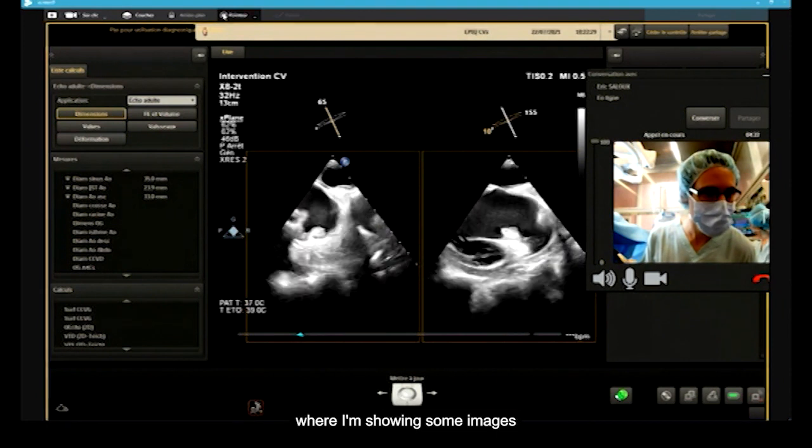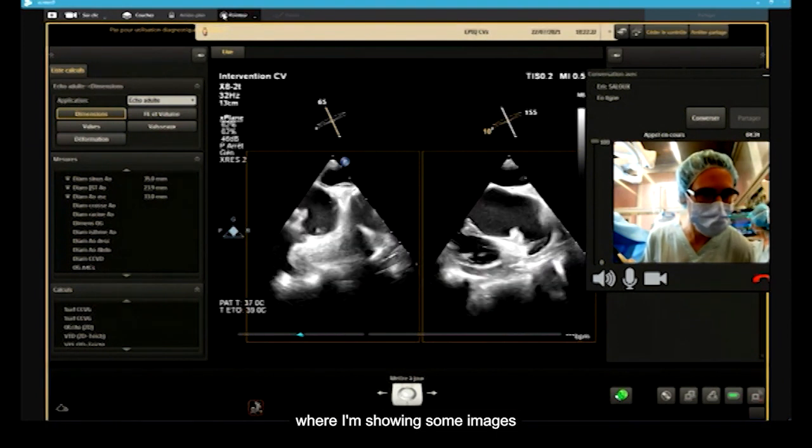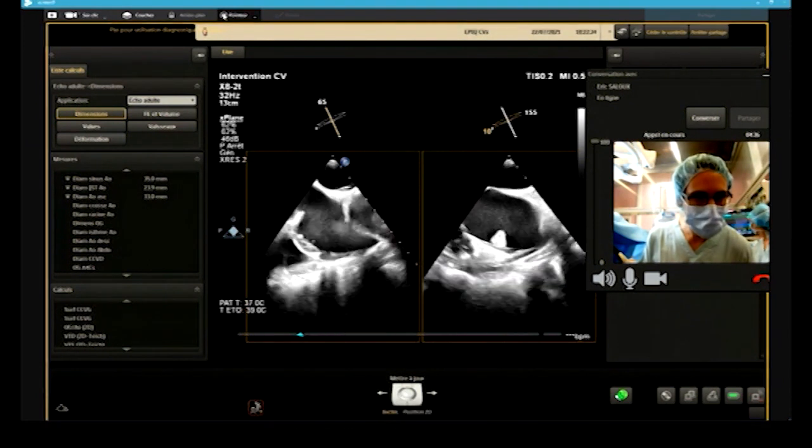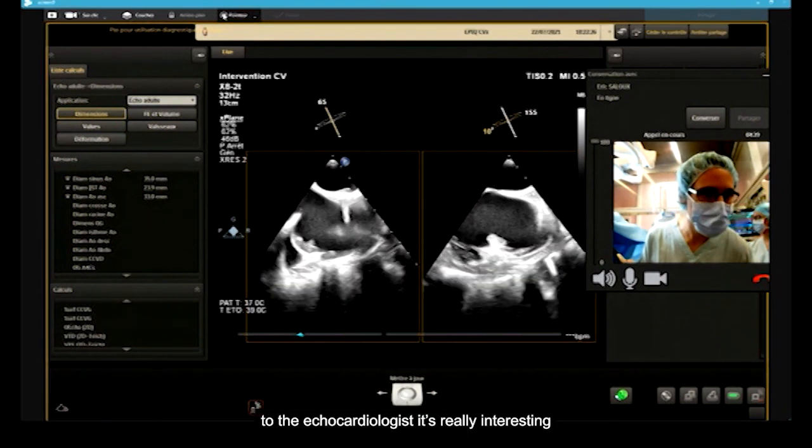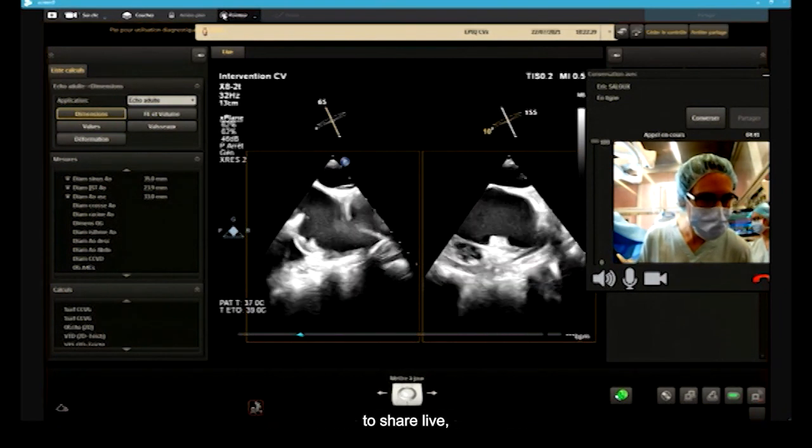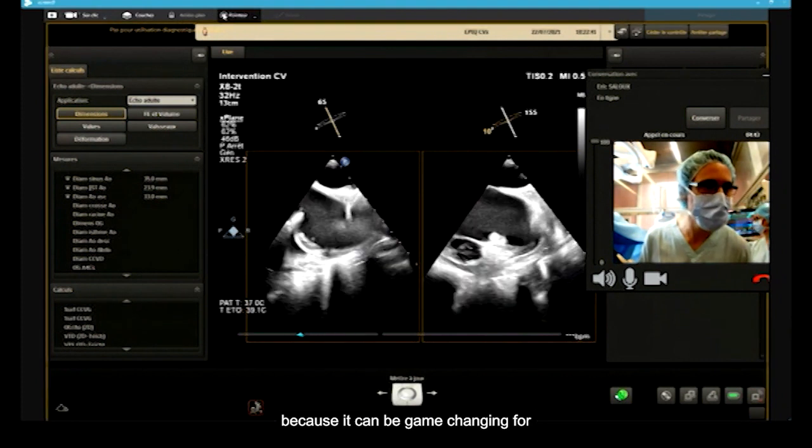That's typically the case where showing some images to the cardiologist is really interesting to share live, because it can be game-changing for the patient also.